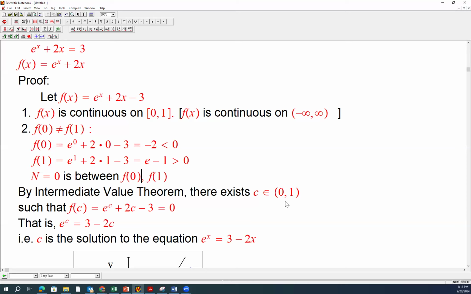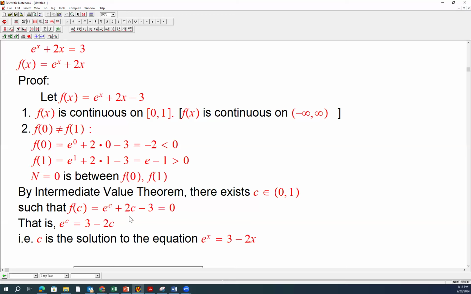By the intermediate value theorem, there exists a c. You must tell the reader there exists. We are demonstrating that such a number exists. We don't know what it is exactly, but we know it exists. And where is it? It is between 0 and 1. That's what the theorem guarantees. So that number that exists is such that the value of the function is equal to capital N, which is 0.